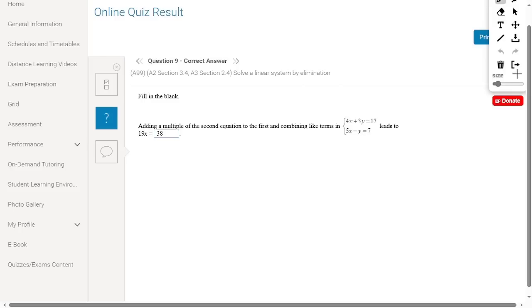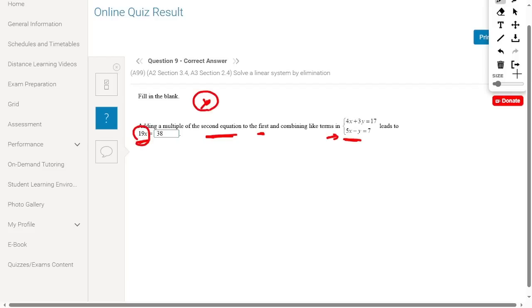Now fill in the blank. Adding a multiple of the second equation. We need to add multiple to the second equation to the first and combining like terms, 4x plus 3y equal to 17 and 5x minus y equals 7 leads to 19x equal. So here when we add, we need to add a multiple to the second equation to eliminate y because here he wants to know the 19x. So here we need to eliminate y.